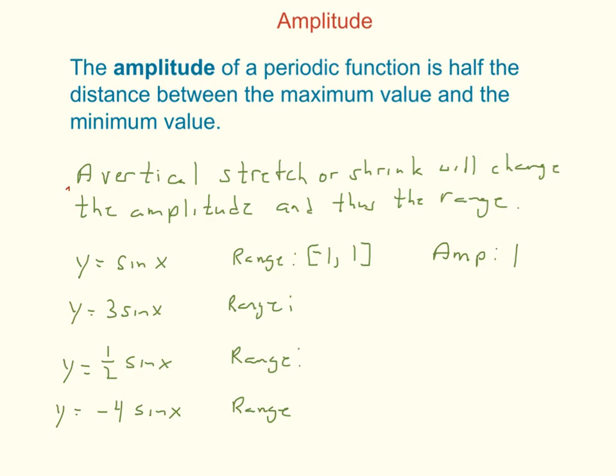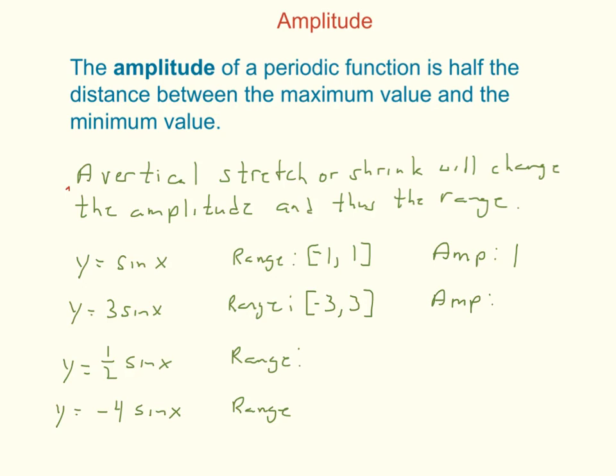So my lowest values, instead of going to -1, are going to be pulled 3 times farther below the x-axis, so it's going to be -3. And the highest values are going to go to 3. So this 3 sine of x is going to go between -3 and 3. And in this case, the amplitude is equal to half the distance between my highest and lowest values.